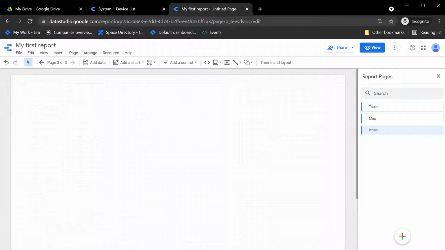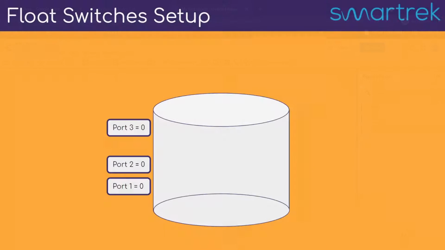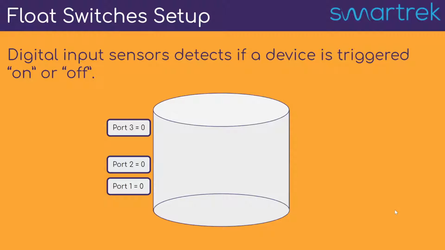So as before, the first thing that I'll do is I'm going to add data to my report. So I'm going to bring in data from a digital input sensor, which is connected to float switches. For those who are not familiar with the digital input sensor, I'm going to quickly explain what it does. The digital input sensor essentially detects if a device is triggered on or off.